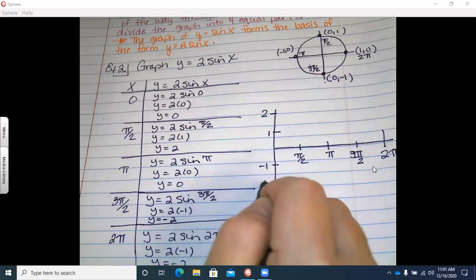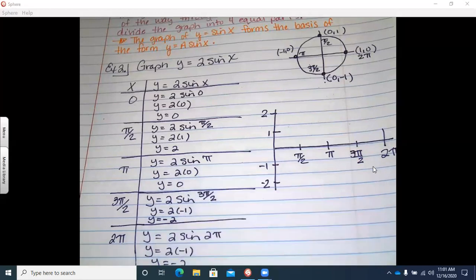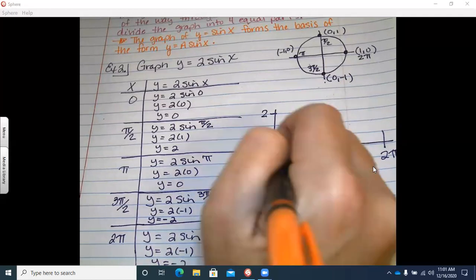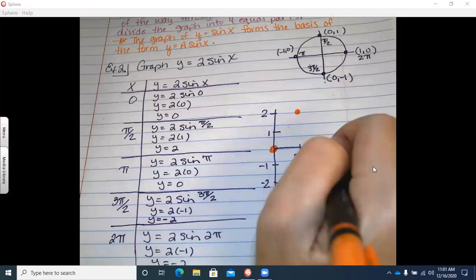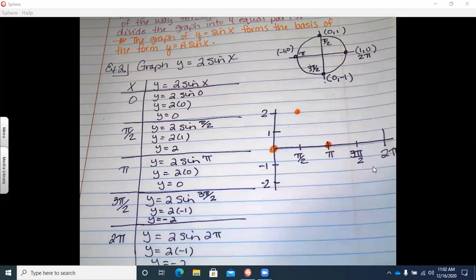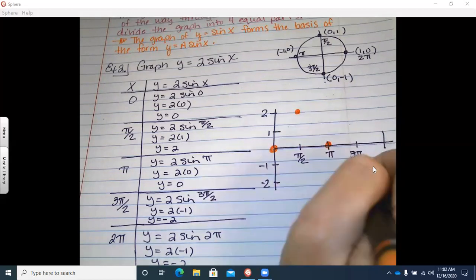Everybody cool so far? So when x is 0, we found out y is 0. When x is pi halves, y is 2. When x is pi, y is 0. When x is 3/2 pi, y is -2. And at 2 pi, when x is 2 pi, y is, I almost spoke.